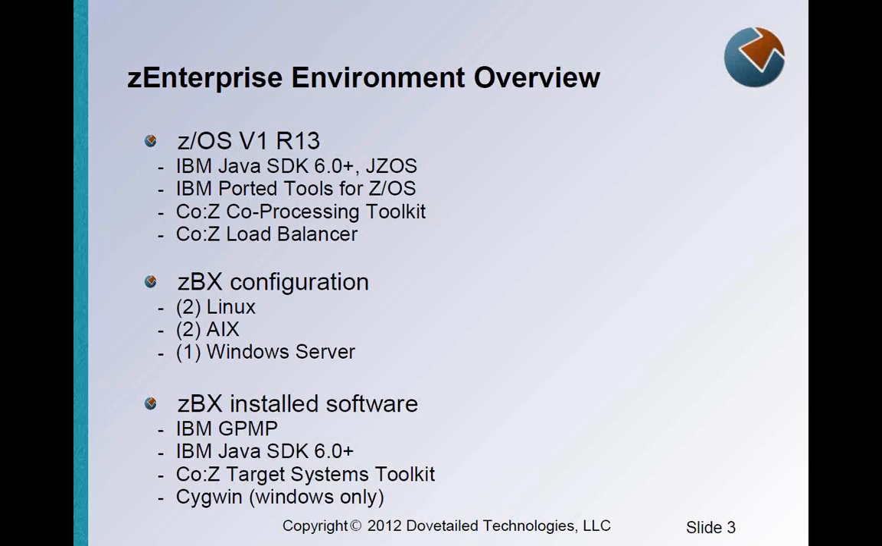We have a small portion of the cozy coprocessing toolkit on each of the virtual servers called the Target Systems Toolkit. This is a little bit of a management program that runs and coordinates the work between the zOS batch job stream and the remote system. And then finally, on the Windows Server machine, we have installed Cygwin, which is used for implementing and running its version of OpenSSH.